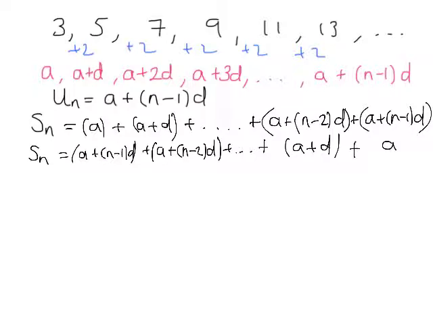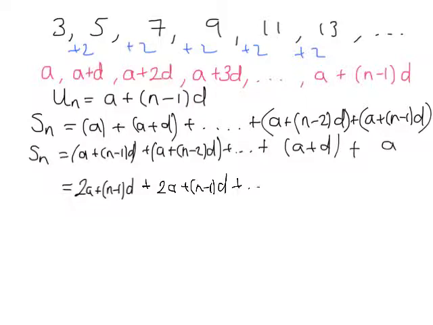So what we can do now is we can add these two lines together. So if we add a plus a plus n minus 1 lots of d, we're going to have 2a plus n minus 1 d. And if we add a plus d plus a plus n minus 2d, again, we're going to end up with 2a, we've got an a there and an a there, plus n minus 1 lots of d.